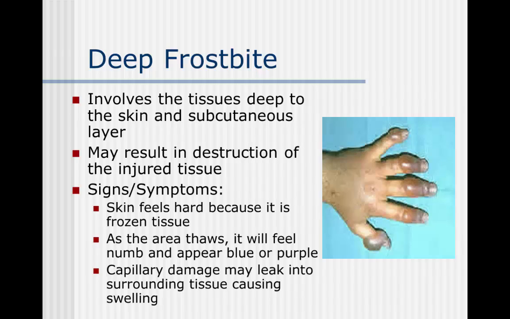For deep frostbite, this involves tissues deep to the skin and subcutaneous layer. This may result in destruction of the injured tissue. The signs and symptoms include the skin feeling hard because it's actually frozen tissue. As the area thaws, it will feel numb and appear blue or purple. Capillary damage may leak into surrounding tissue and cause swelling.